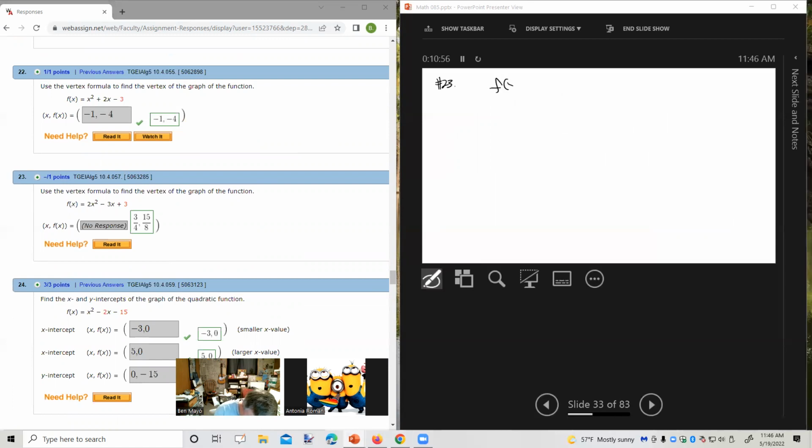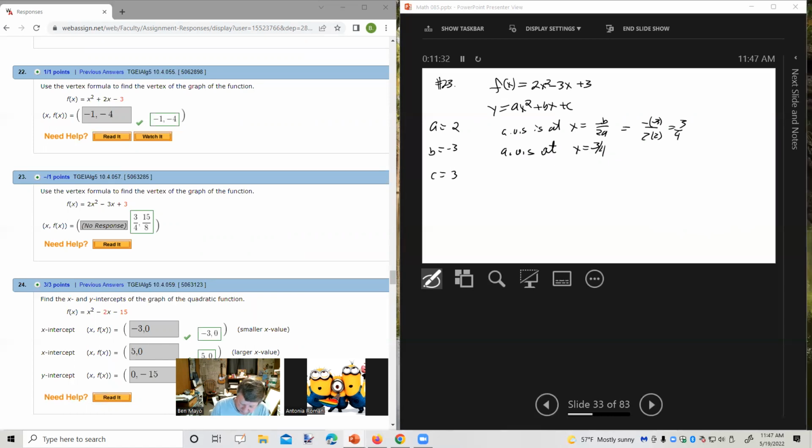Okay, so this one is in the form of y equals ax squared plus bx plus c, where a is 2, b is -3, and c is +3. The axis of symmetry is at x equals -b over 2a, which is negative times -3 over 2 times 2, which is 3/4.